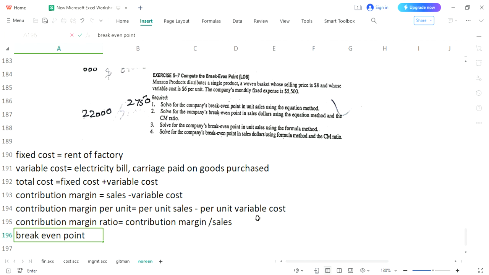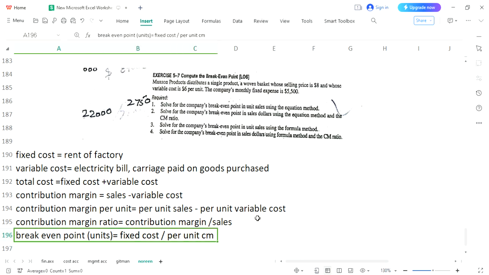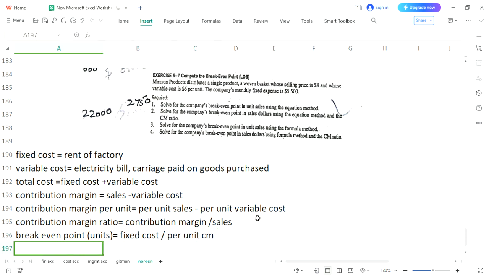There are two types of break even point. In terms of units, for that, you will take fixed cost and divide it by per unit CM. Okay, please give your attention to this formula. This is a very important phenomenon, and you will use these formulas almost in every next question.